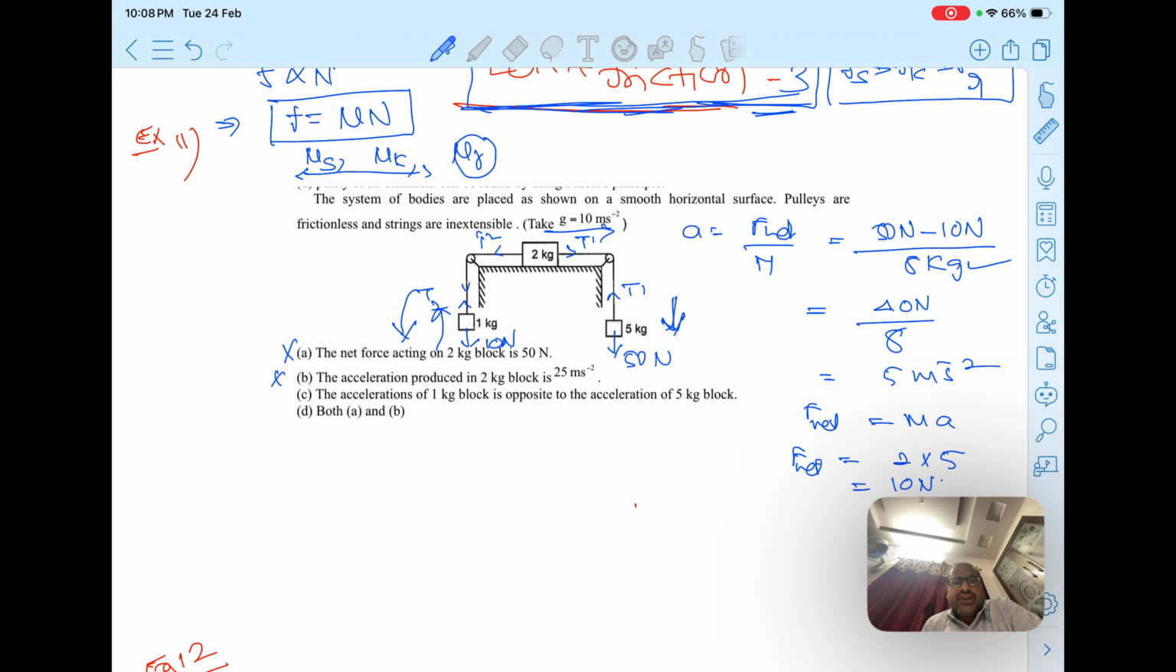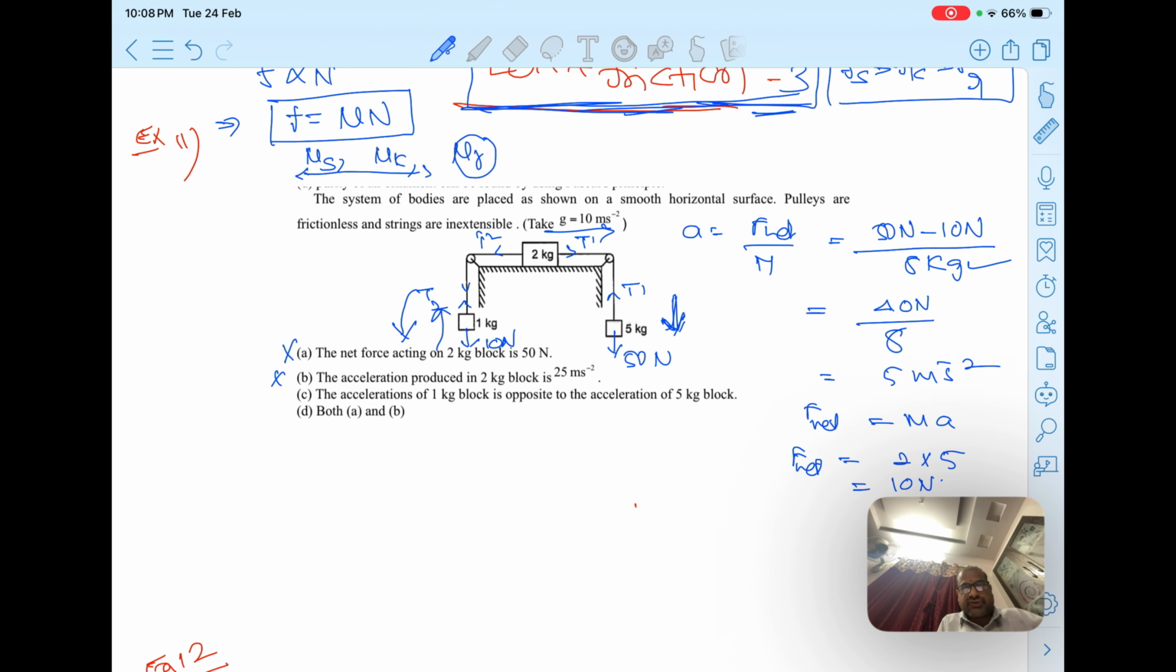The question is asking to choose the incorrect one. Strings are inextensible. The options are given. Acceleration of the 1 kg block is opposite to acceleration of the 5 kg block. Obviously it is true. Yes or no? That is true. This is 5 kg going down, 1 kg going up. So both A and B are true.